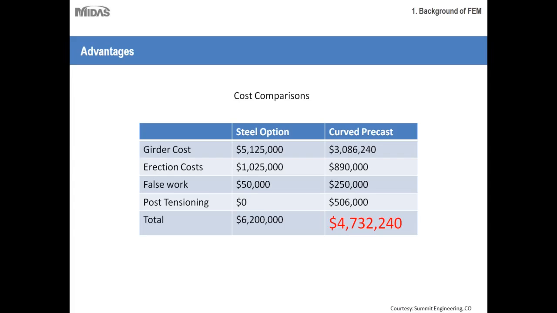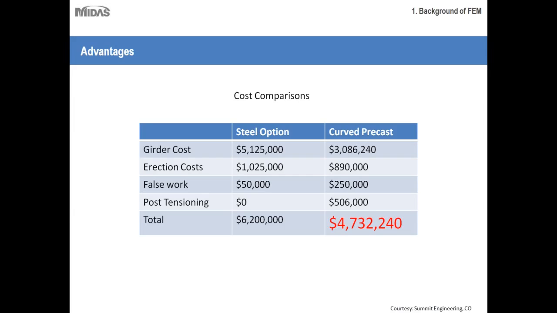So as you can see here, as compared to the steel option, the girder cost is much more economical because concrete any day is cheaper than steel. The second thing, if you compare, is the erection cost, and steel always has a higher erection cost as compared to precast girders. Then falsework. Agreed, steel requires less falsework because you don't have to cast any part of the steel girder, whereas curved precast girders require falsework quite often.